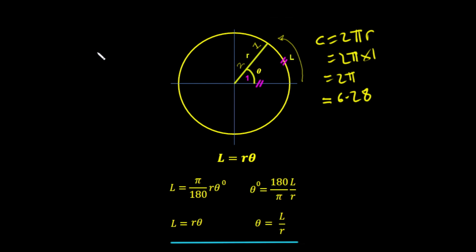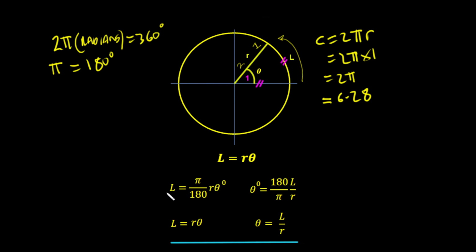So we can say that 2 pi radians is equal to 360 degrees. Or equivalently, we could just divide out here and say that pi radians is equal to 180 degrees.